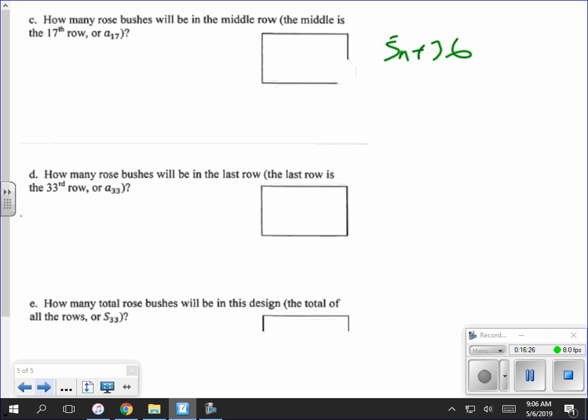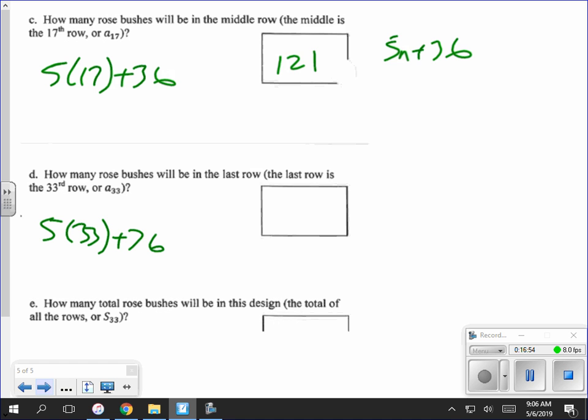How many rose bushes will be in the middle row? The middle row is the 17th. 5 times 17 plus 36. That's it. That's what you do. Take the formula you came up with, plug in 17 for n. And you get 121. How many rose bushes in the last row? 33rd row. 5 times 33 plus 36. And you get 201 in the last row.